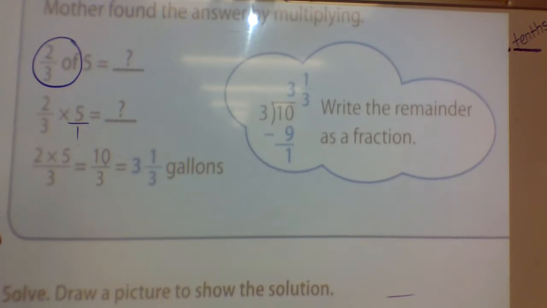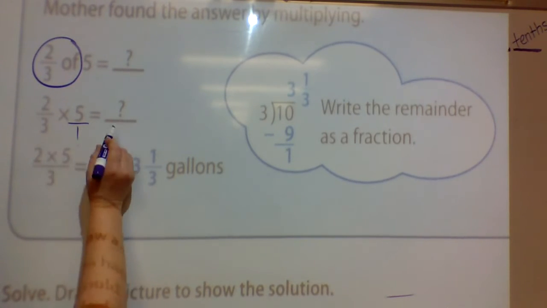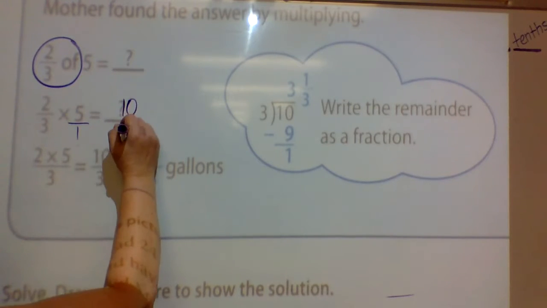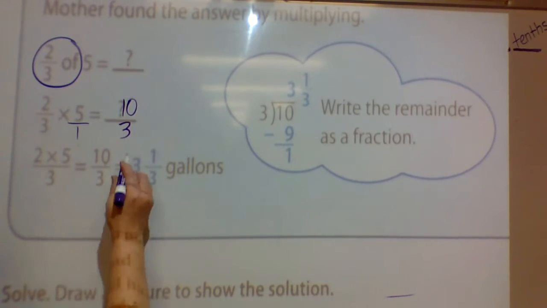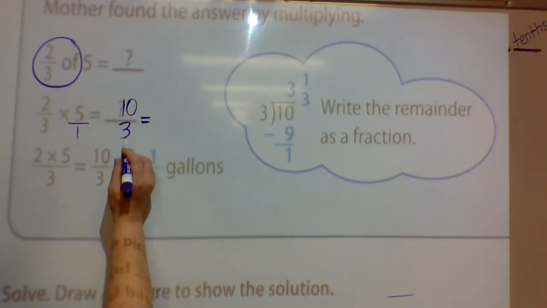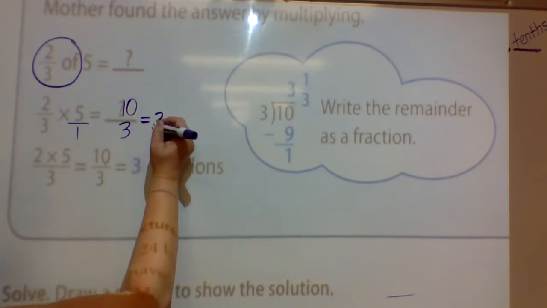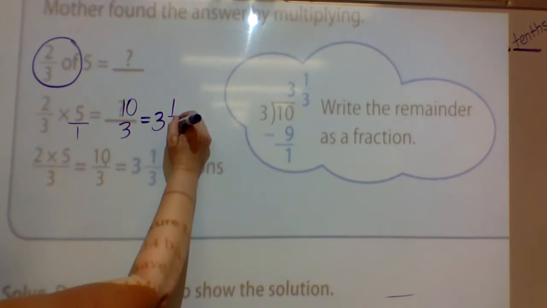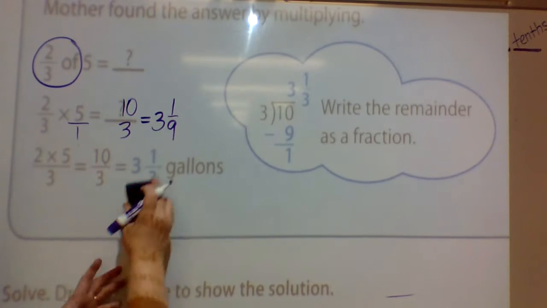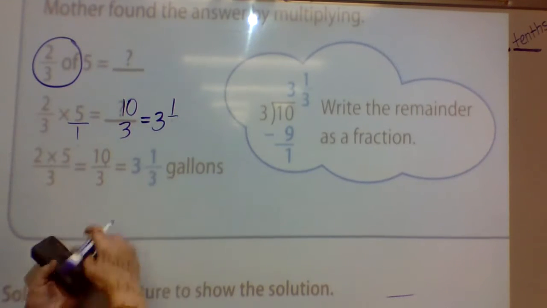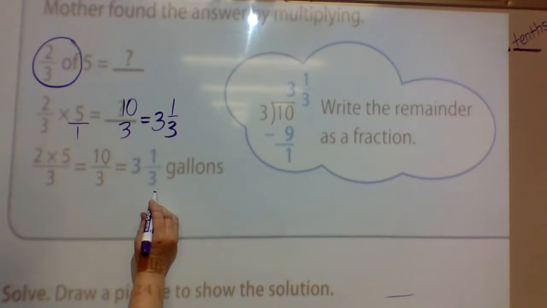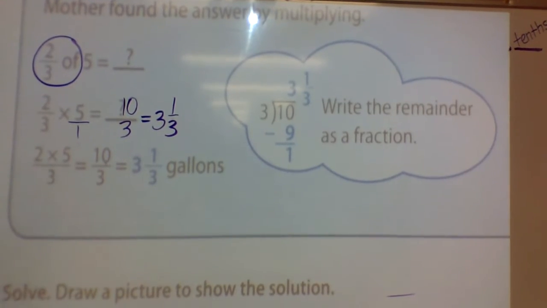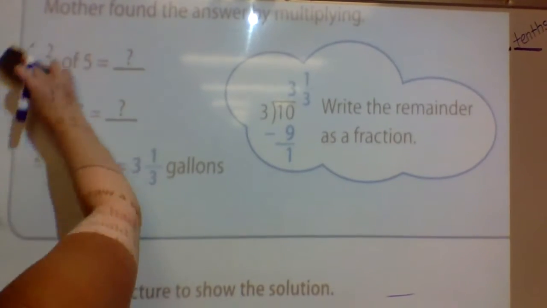Okay, so 2 times 5 is 10 thirds, or 3 times 1 is 3. We could do that over here too, 10 thirds. Same answer. How many 3's are in 10? There's 3 with 1 left over. 3 times 3 is 9, plus 1 is 10. The denominator stays the same though. So 3 and 1/3 gallons is how much they drank.